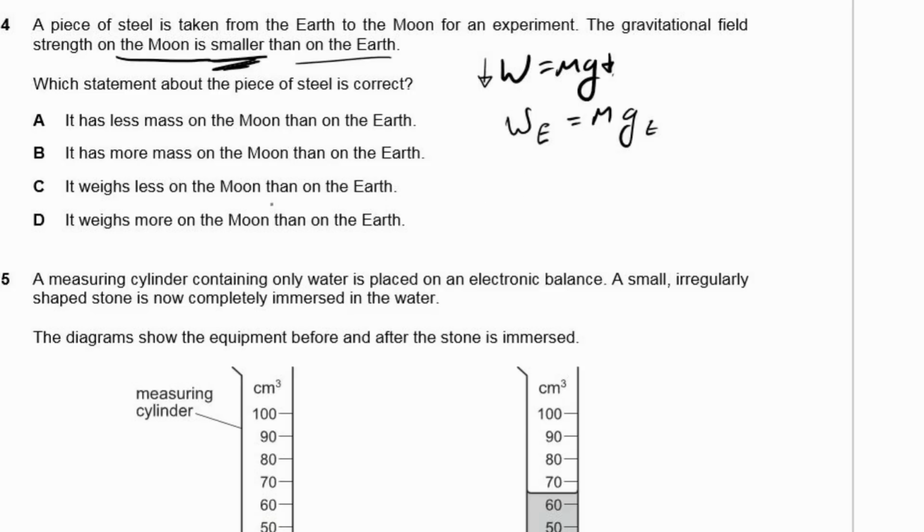So it weighs less on the Moon than on the Earth. The mass doesn't change. It doesn't matter where you are in the universe, the mass will remain the same. So it's not that, and it weighs less because the gravitational force, or the gravitational field strength on the Moon is less.